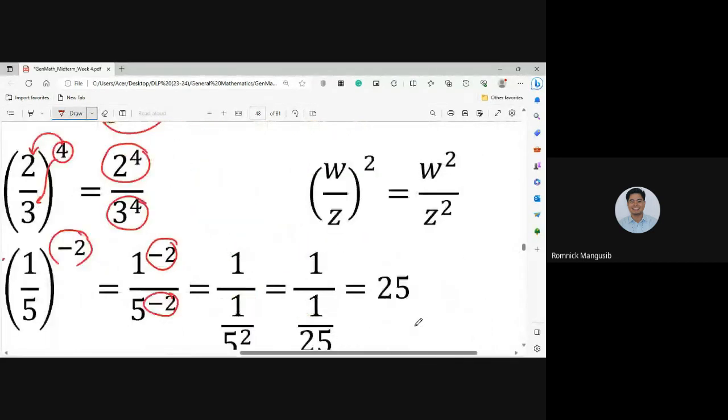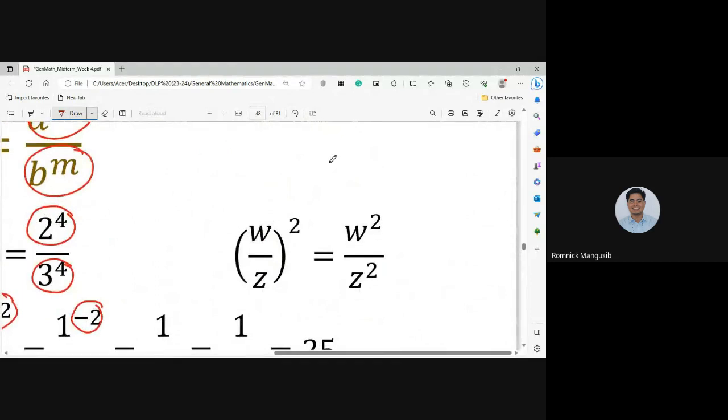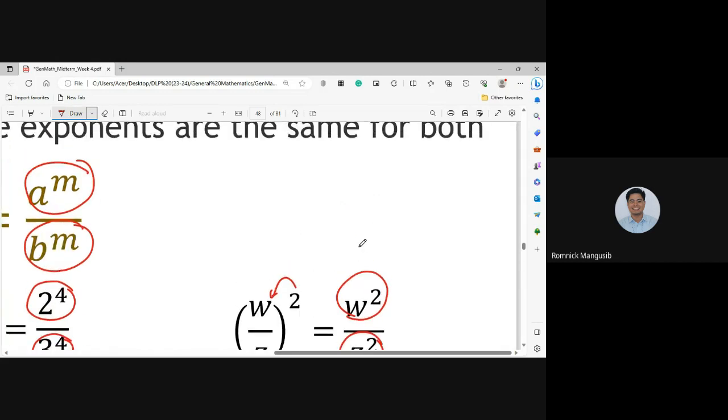Okay, what's the other example here? Very quick. Just distribute. So w raised to 2 over z raised to 2. Remember, distribute it to the numerator and also to the denominator.